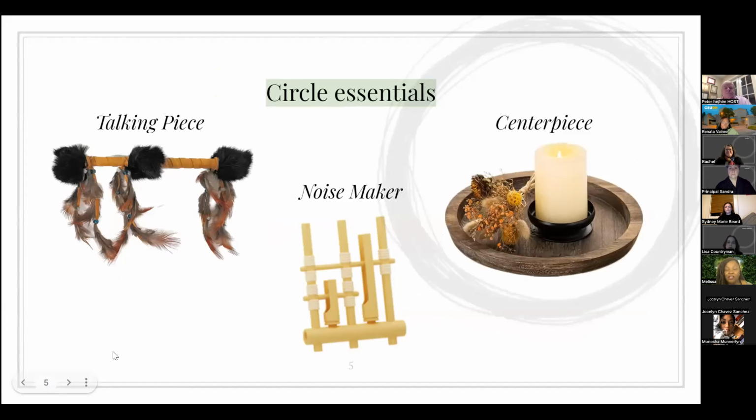So as Rachel mentioned, there are some specific elements of the circle process or the healing circle that are essential. The three that we have listed here are what we are referring to very specifically. And that would be the talking piece, the noisemaker, as well as the centerpiece. Each one of these, again, is essential to the process.